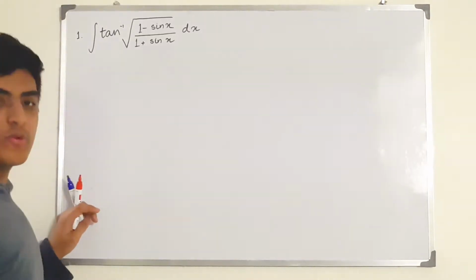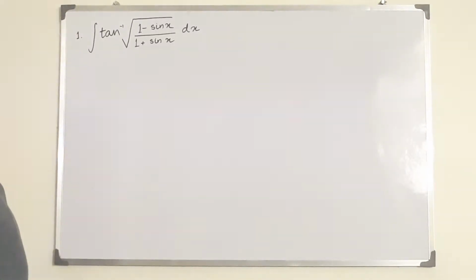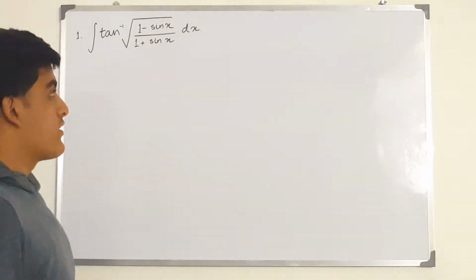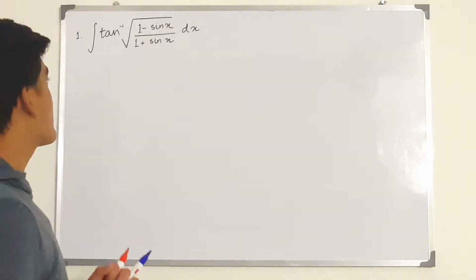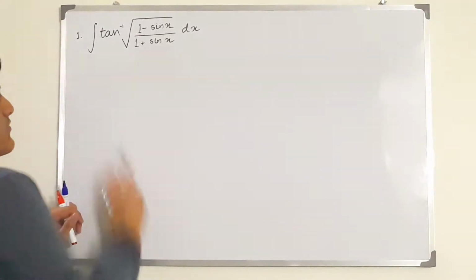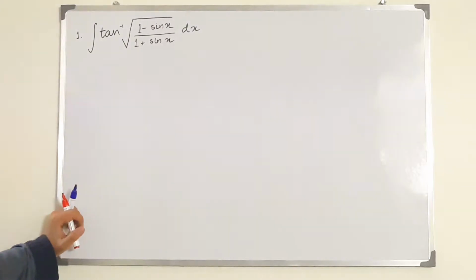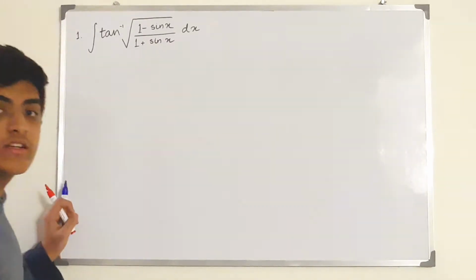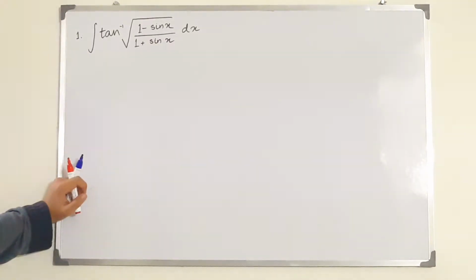So I'm going to be doing a few more sums before further explaining the concepts of integration and diving deeper into this topic. This is the first sum for today. Tan inverse root over 1 minus sin x divided by 1 plus sin x. The root is over the entire numerator and the denominator in this section. Now how do we solve this sum?